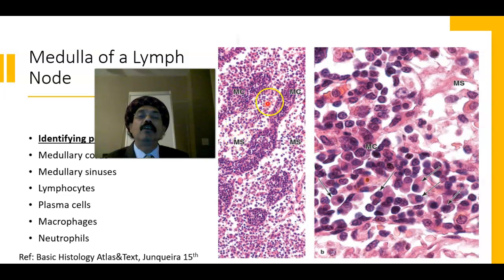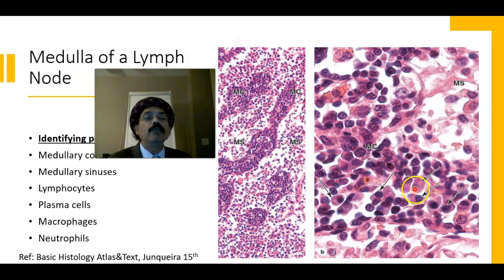This is the medullary sinus. The medullary sinus contains macrophages and neutrophils. So the medullary cord contains B lymphocytes, T lymphocytes, and also plasma cells. If you go to the highlighted area, we'll see the appearance of the plasma cell. Here is the plasma cell.